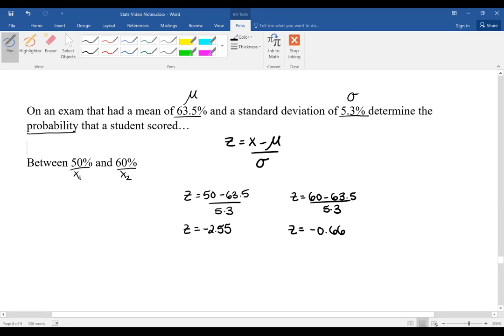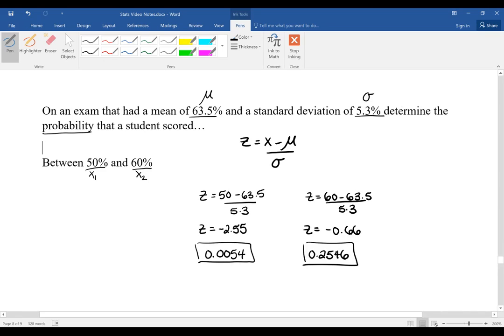All right, what we need to do is go to our Z-score table. So take a look, pause this video, go look at your Z-score table and find those two values representing those Z-scores. Come back when you're ready. All right, here's what I got from my Z-score table.